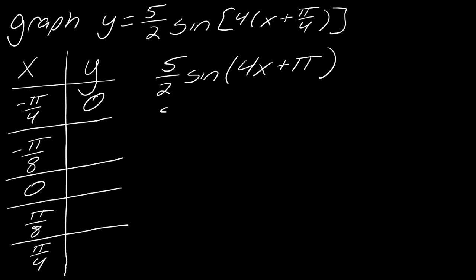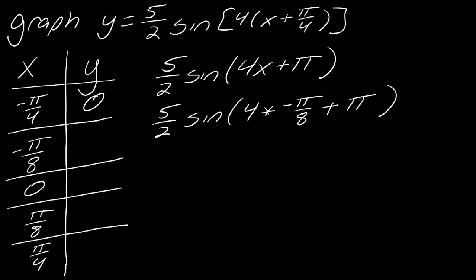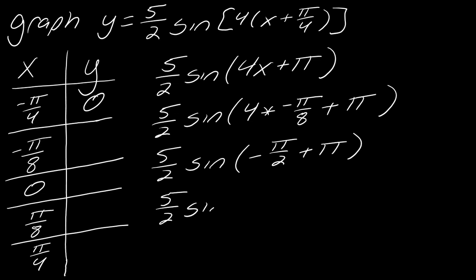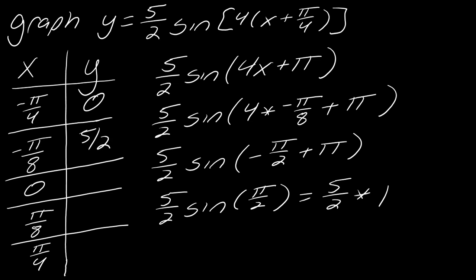Okay, so now we're going to do negative pi over 8. If I just work this out, this comes out to negative pi over 2 plus pi. So now I've got sine of just pi over 2. So that's going to give me 5 over 2 times 1. So that's just going to be 5 over 2. Okay, cool. So up next we have 0.